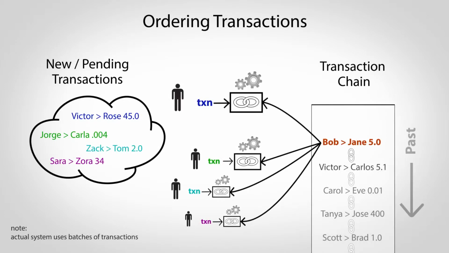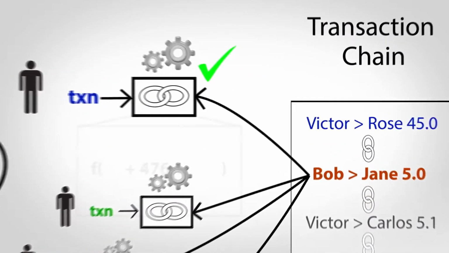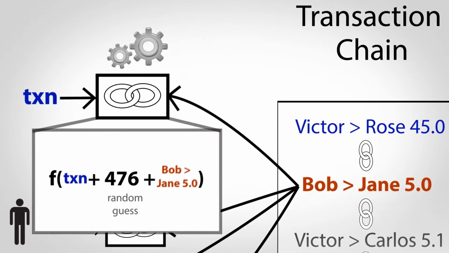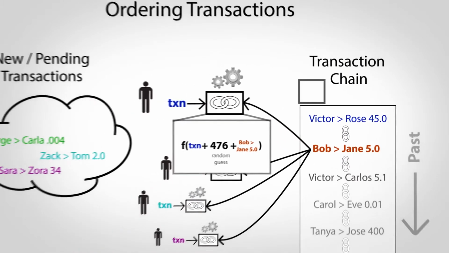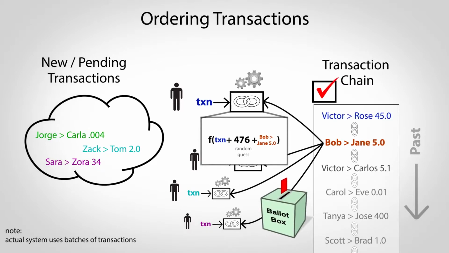The transaction ordering process described before actually provides the voting system. Part of the input to the linking problem is a transaction from the end of a chain, so each guess is effectively a vote for that chain. But how are all the votes tallied?